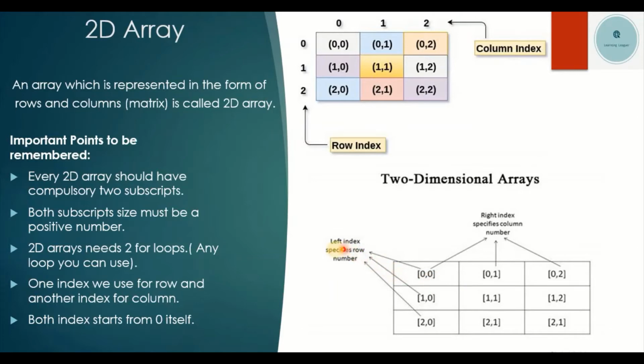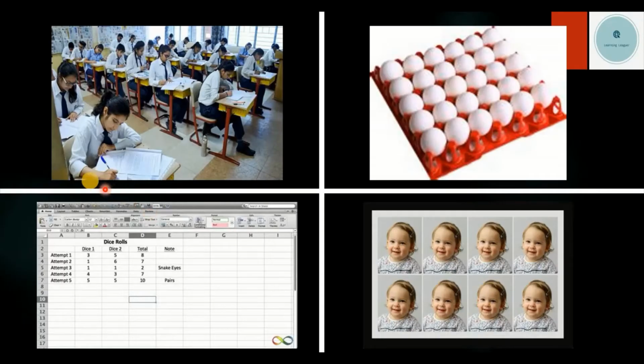See, the first, left index specifies the row number and the right index specifies the column number. So each and every index value is represented with a row and a column. This is a pictorial representation where we consider an analogy. This is the first figure, a group of students sitting in a classroom. How have the students been seated? They are seated in rows as well as in columns.